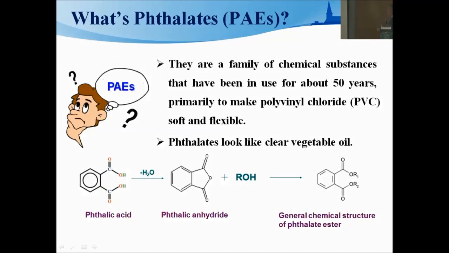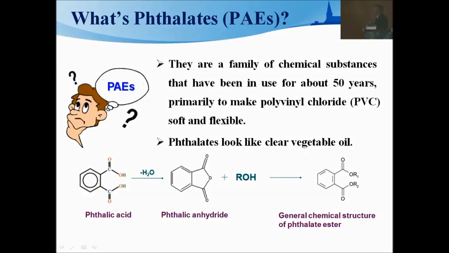As we know, phthalates are primarily used to make polyvinyl chloride soft and flexible. Phthalate looks like clear vegetable oil. How is phthalate manufactured? It is manufactured from phthalic acid. When we dehydrate it, we produce phthalic anhydride, and adding alcohol produces the phthalate ester. This is the general chemical structure of the phthalate ester.